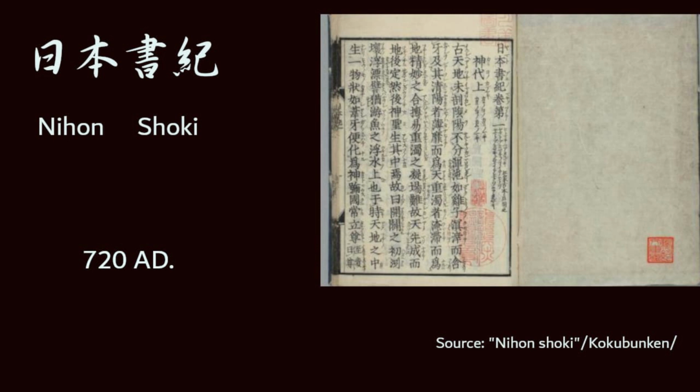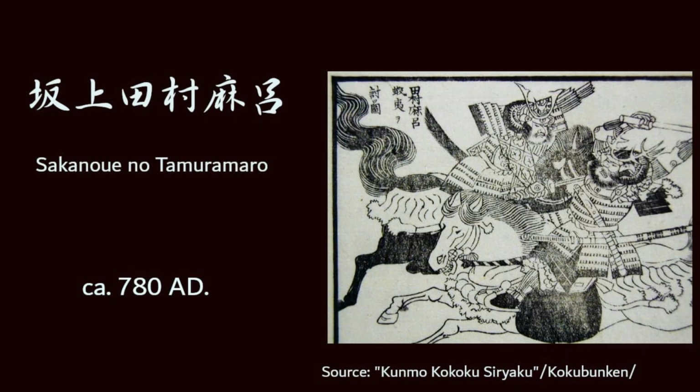In 794, the emperor moved the capital to Heian-kyo in present-day Kyoto. This marked the beginning of the Heian period, which would last about 400 years. Kyoto would remain the capital of Japan for more than 1,000 years. The construction of Heian-kyo was very costly.